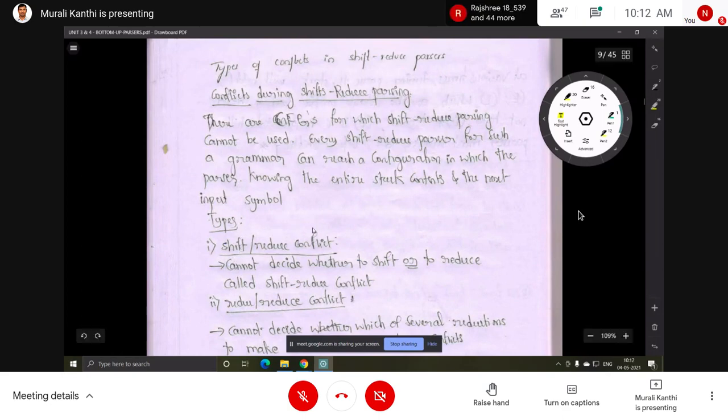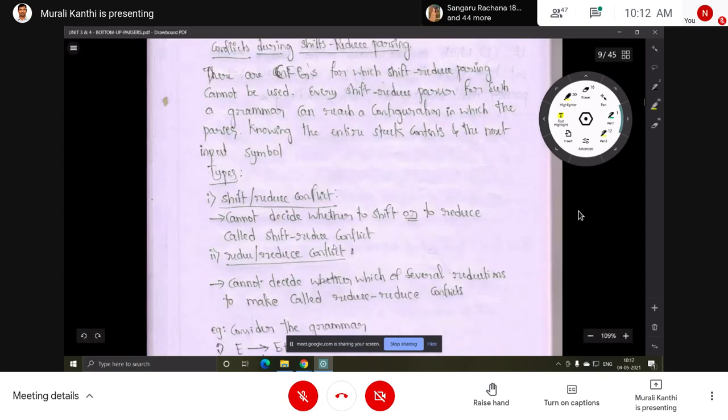So here conflict means confusion. Which operation is going to be performed, either shifting or reducing. Both options are available. So we can do shift, we can do reduce. Two options are possible. As a human being, we can decide, but the system cannot decide. So that's why for the system there should not be conflict. This is a problem. In this conflict, the system cannot decide whether to shift or to reduce. That is called the shift reduce problem.